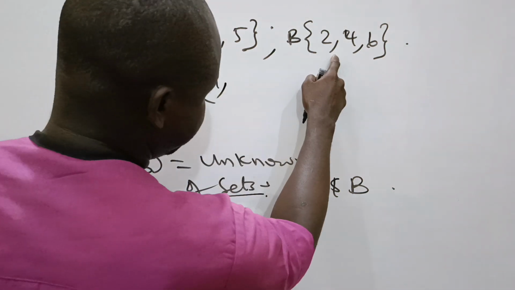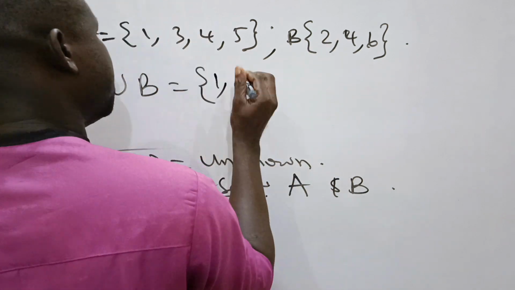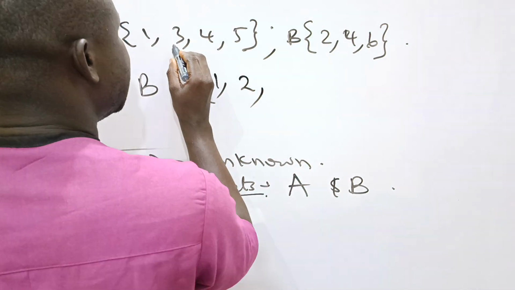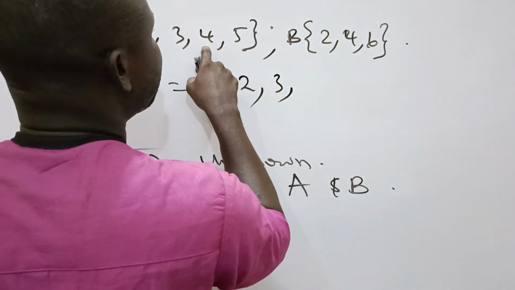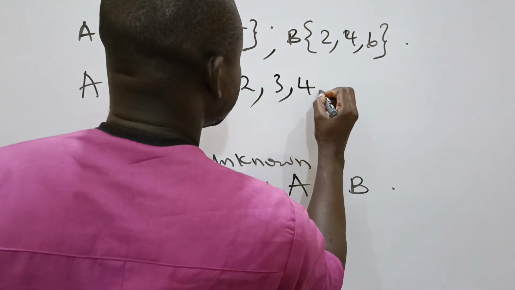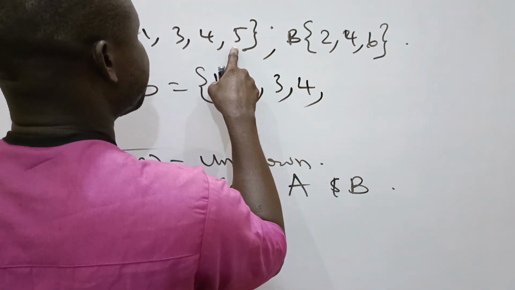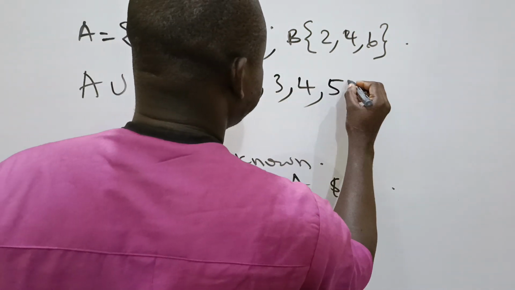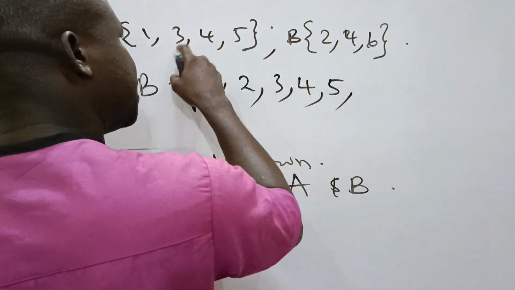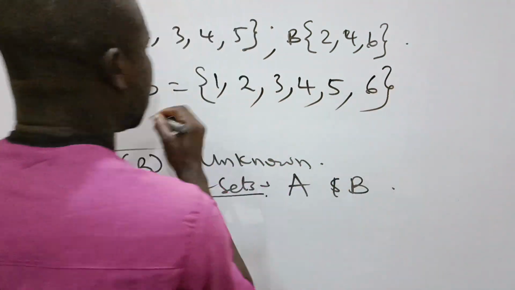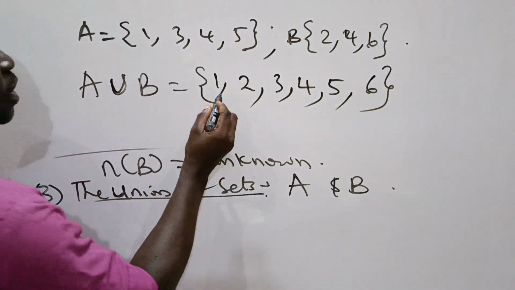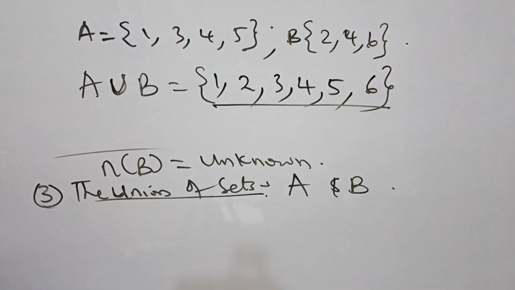For instance, A union B in this case will just be: we have 1 in A, we don't have it in B, we pick 1. We have 2 in B, we don't have it in A, we pick 2. We have 3 in A, we don't have it in B, we pick 3. We have 4 in both, we pick it. We have 5 in A, we don't have it in B, we pick 5. Then we have 6 in B, we don't have it in A, we pick 6. So A union B are these 6 elements. They are the elements that you have in A or B or both. And that is the definition of the union of sets.